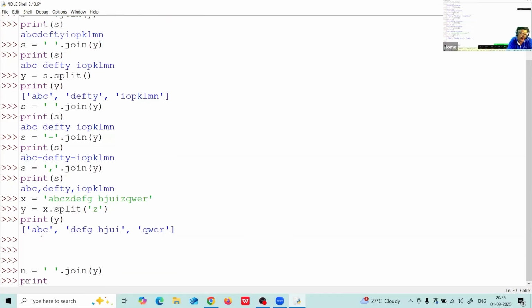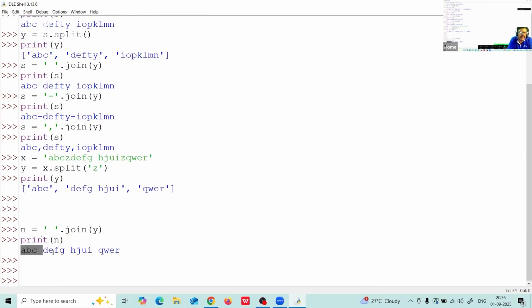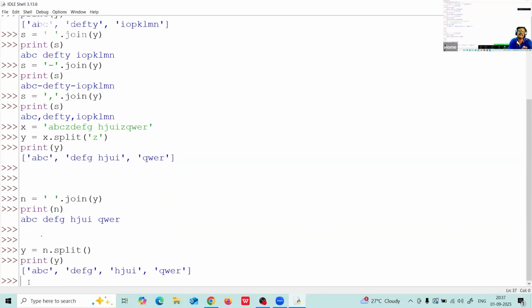Print N. Okay. Now you saw, you got all the words with spaces. And I think the problem is solved now, because now finally you have to give y is equal to N dot split on the basis of space. So you will not give anything. Sorry, N, I'm so sorry. N dot split. N is your new string. N dot split. And now when you print y, you will get all the words separated. We separated it on Z, we separated it on space.